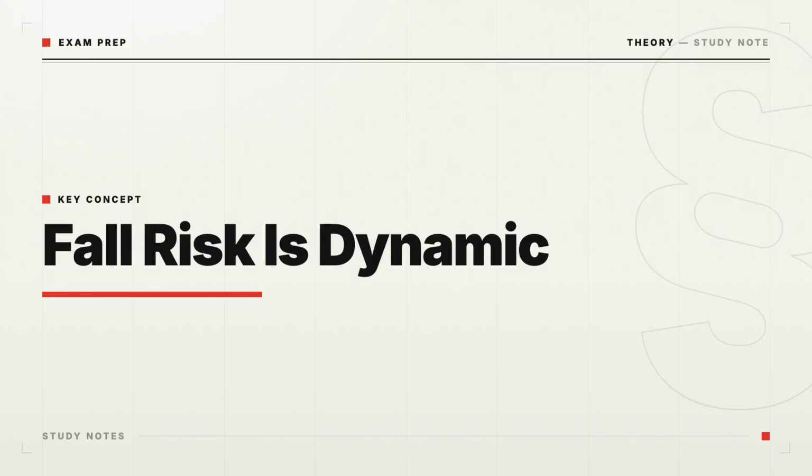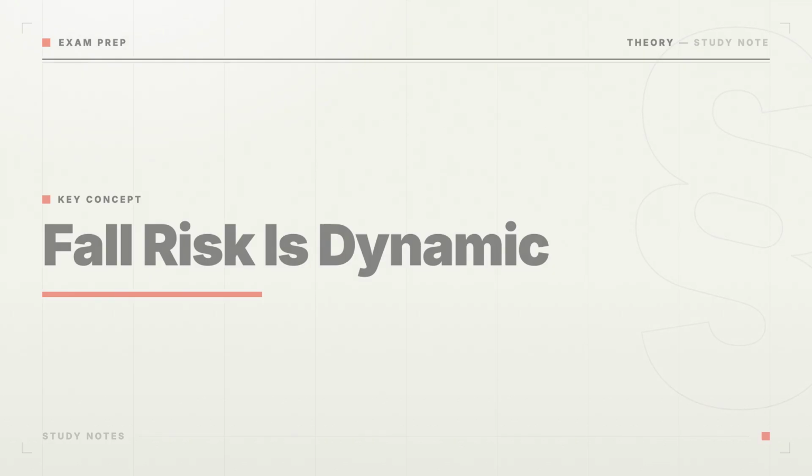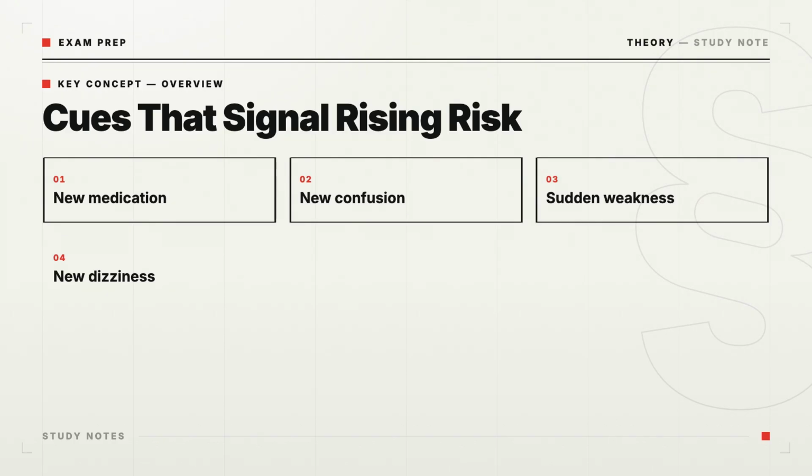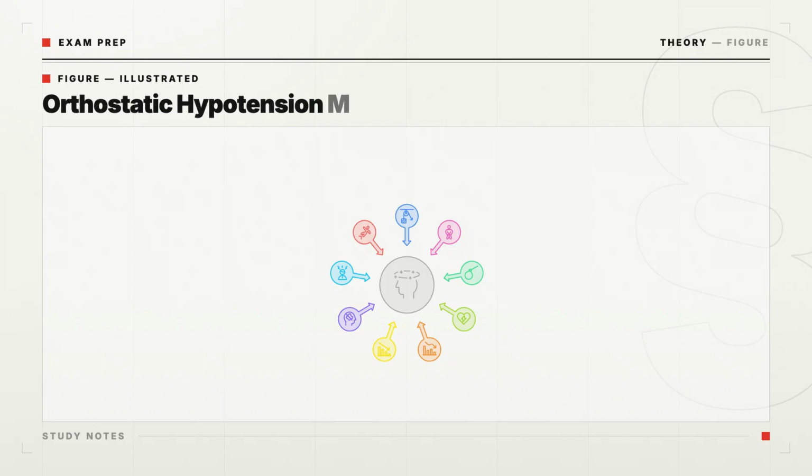Risk does not hold still, and a patient who screened low on arrival can become high risk within the hour. Several things can push risk upward mid-stay: a new medication, new confusion or a mental status change, a sudden loss of strength, or new dizziness with orthostatic findings on standing. Each can appear after the admission screen is filed, turning a steady patient into a vulnerable one.